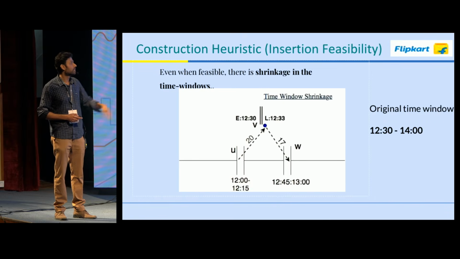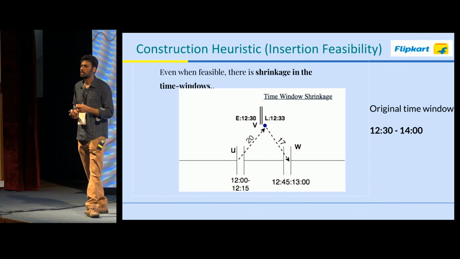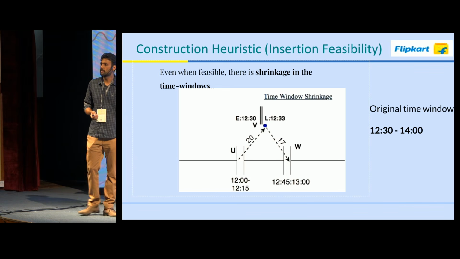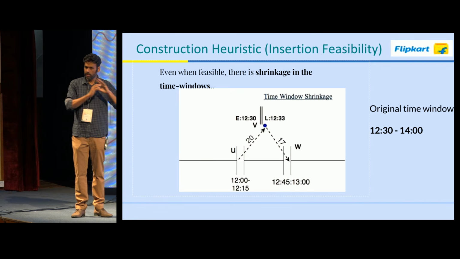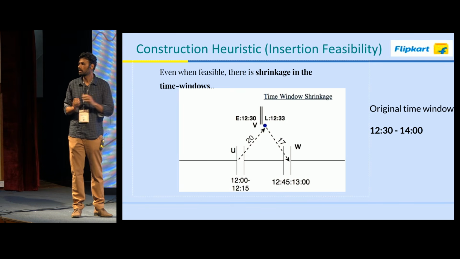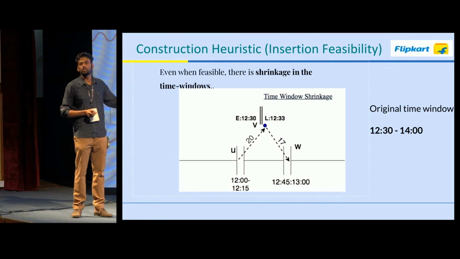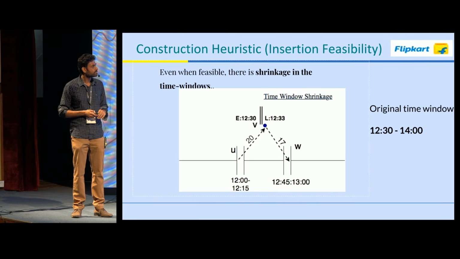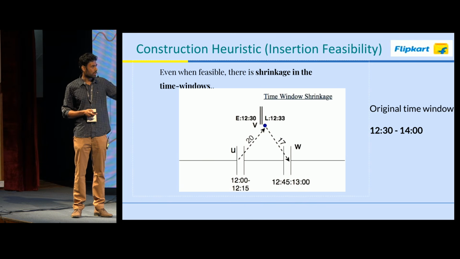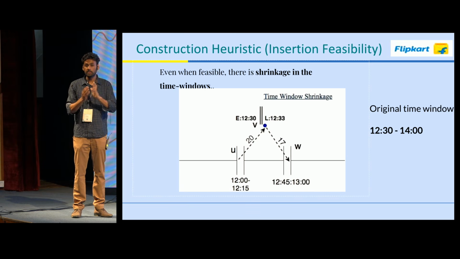But you don't stop there. Let's tweak things around a little bit. Instead of those original numbers, let's say it's 20 minutes and 17 minutes. If you redo the same computation, you'll actually find out, in fact, this is feasible. The earliest is 12:30, latest is 12:33. But notice something. Your original time window was 12:30 to 14:00 for that customer. It shrunk down to 3 minutes. So window shrinkage is a critical thing.